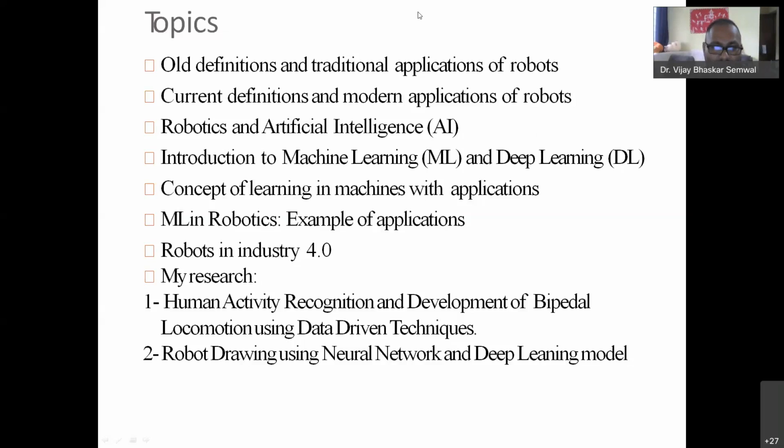Then the concept of learning with the machine, with that particular application, reinforcement learning, how the machine can learn. Finally, we'll try to associate machine learning or deep learning with robotics, and provide some examples and applications. Then the robot industry, for which we may have a separate session, Industry 4.0 robotics. I will discuss two applications from my research: robot drawing using a neural network and deep learning model, and human activity recognition developed for bipedal locomotion using data-driven methods. The first I already discussed on day one, third session. In the second session, I will show some demonstration of robot drawing using a neural network and deep learning model.